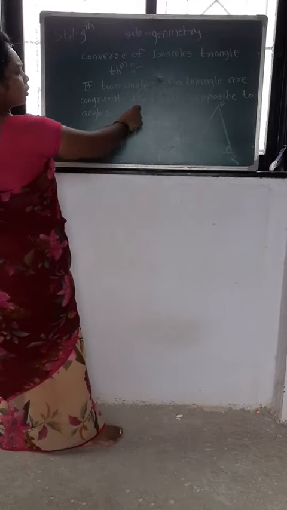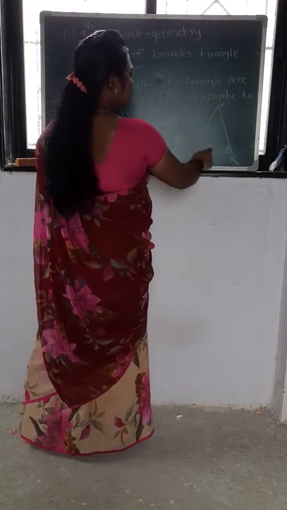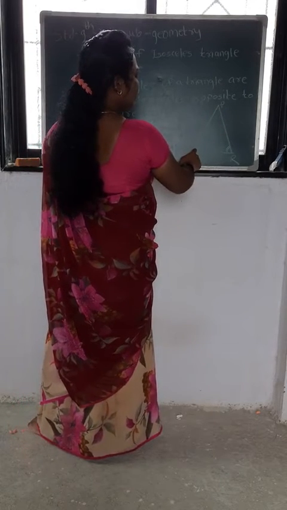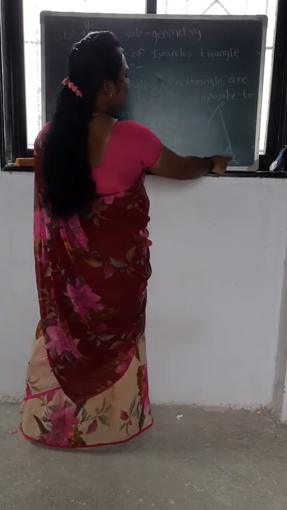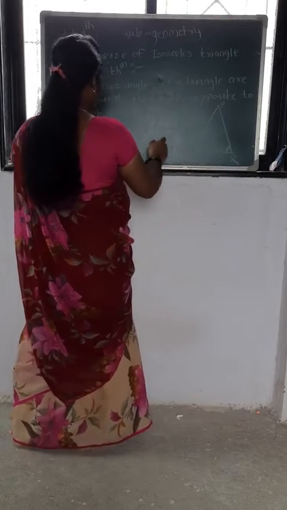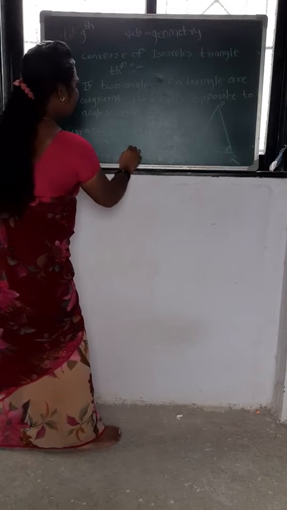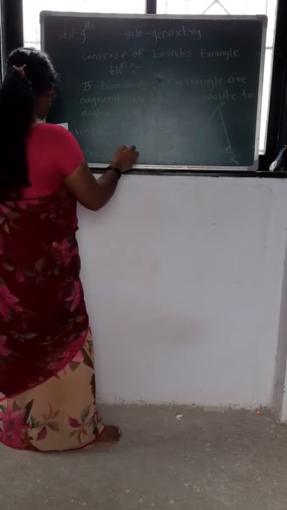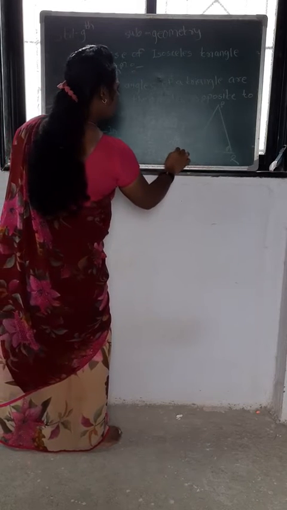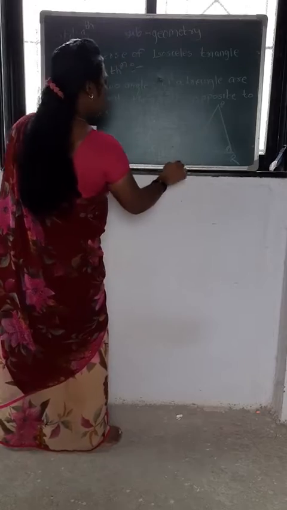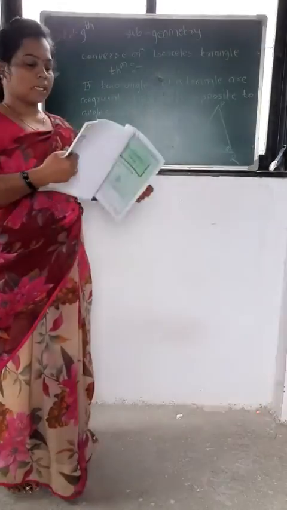The sides opposite to the angles. The side opposite to angle Q is side PR, and the side opposite to angle R is side PQ. Then the sides opposite to the angles are congruent. We have to prove that side PQ is congruent to side PR.